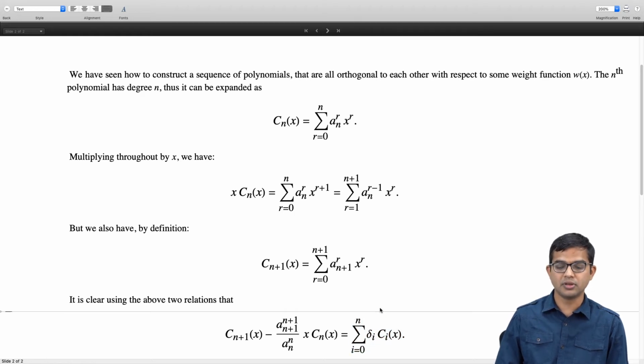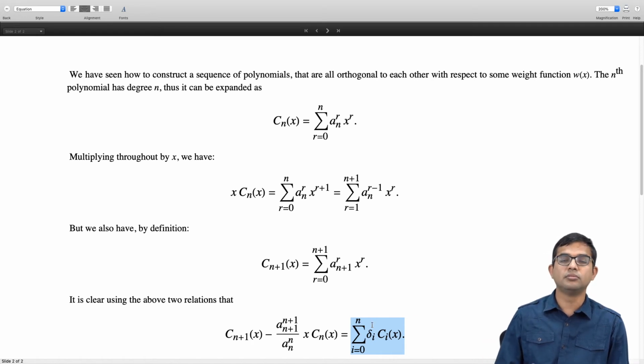So in fact, we will presently argue that at best there are two coefficients here which are non-zero, and they correspond to i equal to n and i equal to n minus 1. So delta n and delta n minus 1 are the only potentially non-zero coefficients. In other words, delta i for all i less than or equal to n minus 2 are for sure going to be 0, right? So we are going to argue for that in a moment.